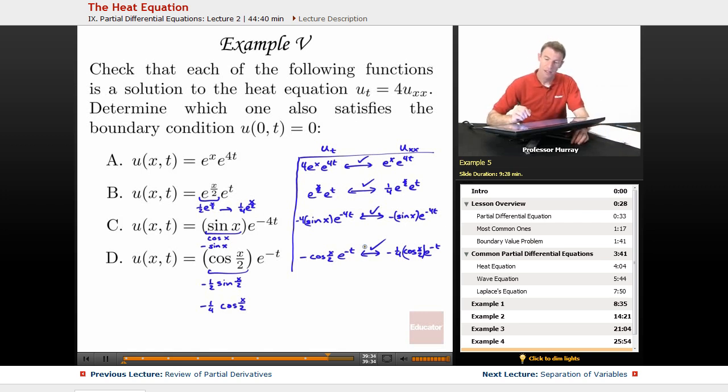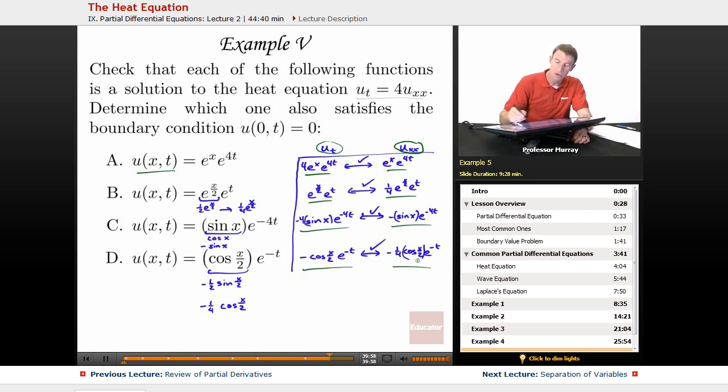So let me recap what happened here. Each one of these functions, what we did was we tried it out in the partial differential equation. And the way we tried it out was just by calculating the t derivative, holding x constant, and then the second x derivative holding t constant. And so here are all the derivatives that we calculated on each side each time. And then for each one, we checked that the t derivative, the u_t, was exactly 4 times the u_xx. And it did work out every time. And so each one of those really was a solution to the partial differential equation that we were given.